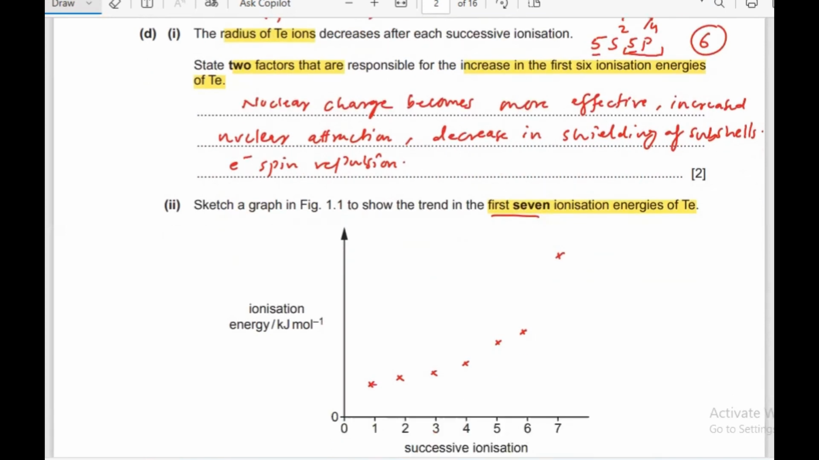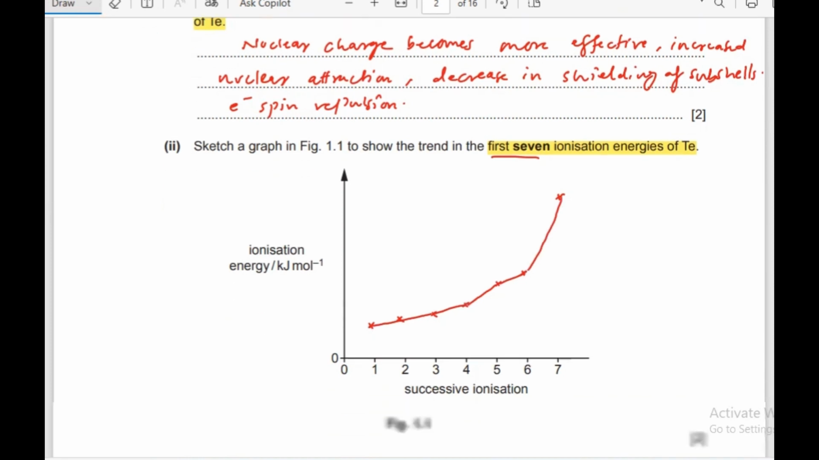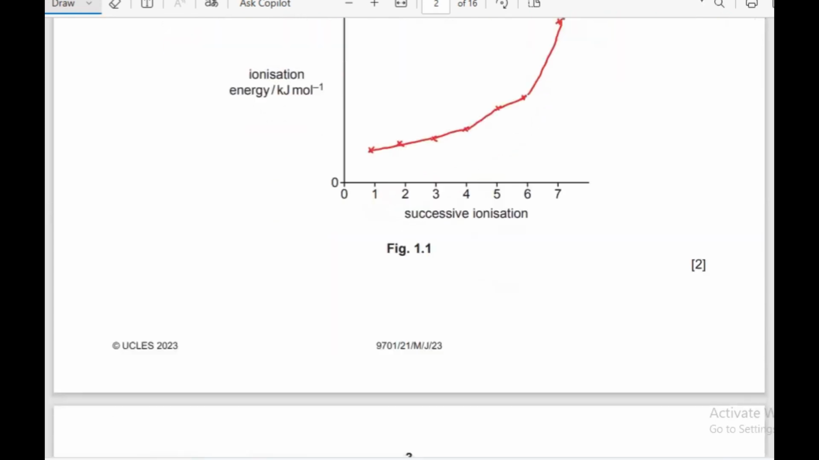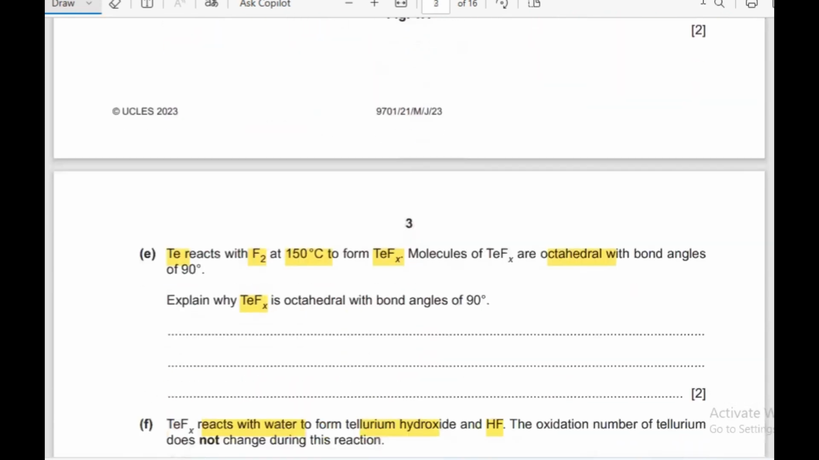So this is the first, then second, third, fourth, fifth, and then sixth, and then there is a rapid rise in the ionization energy of 6 and 7. So it means that now the 7th electron must be removed from the previous principal quantum number shell. So Te reacts with F2 at this temperature to form this.